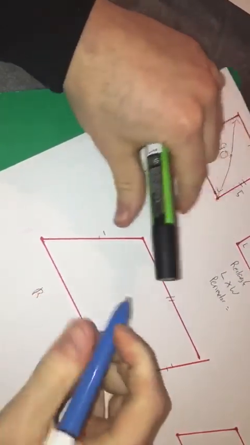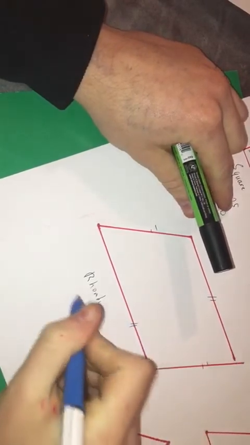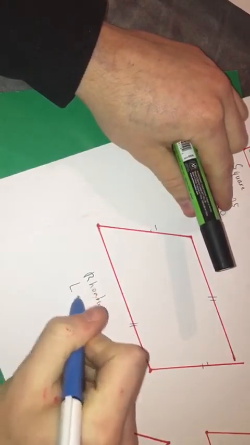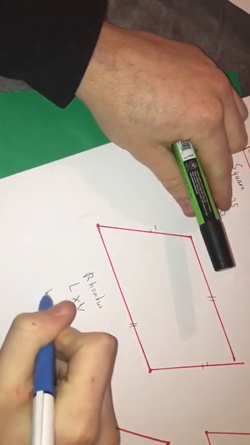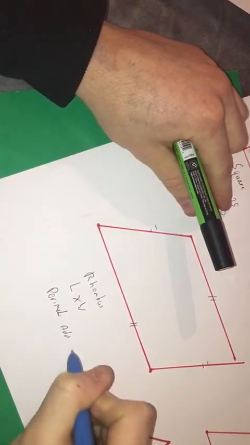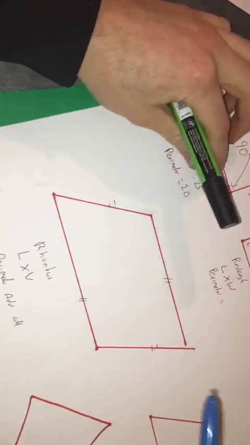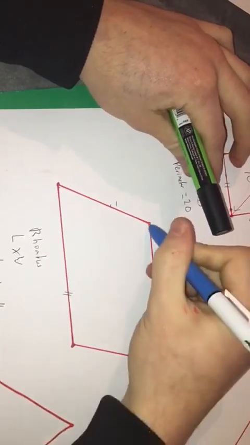So for the rhombus, the area is length multiplied by width. Perimeter, add all sides. And then of course, like the other shapes, to find the diagonals, join the two vertices.